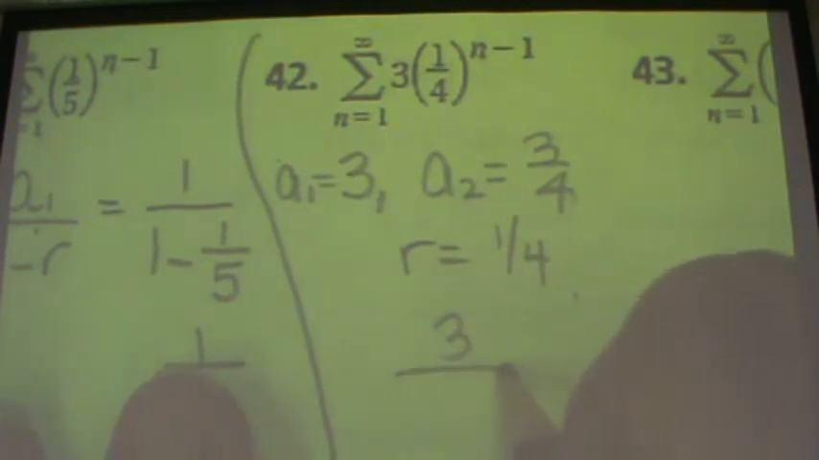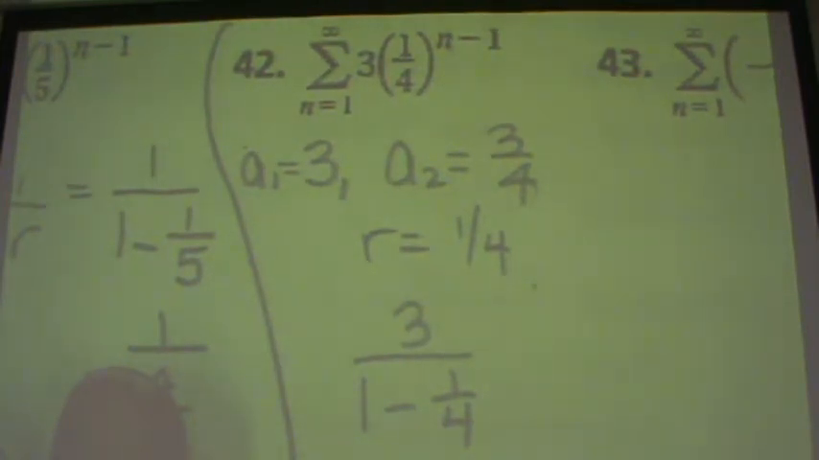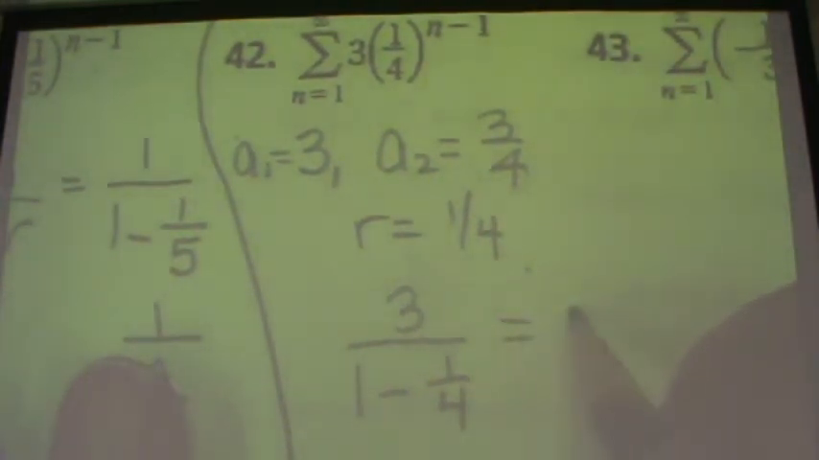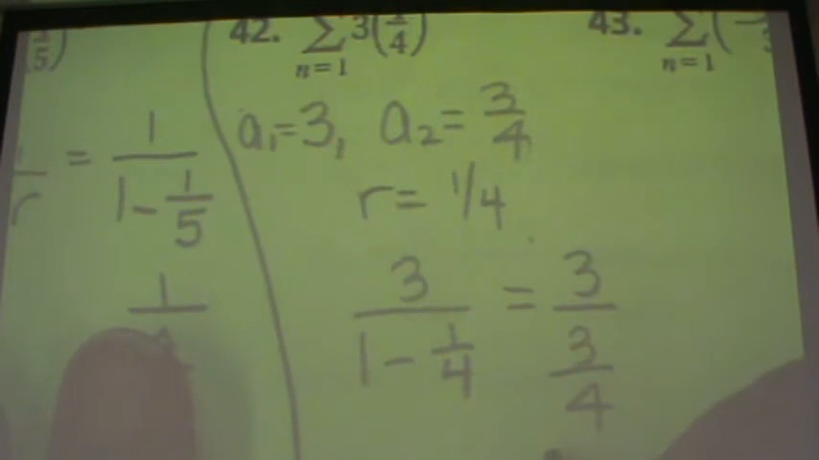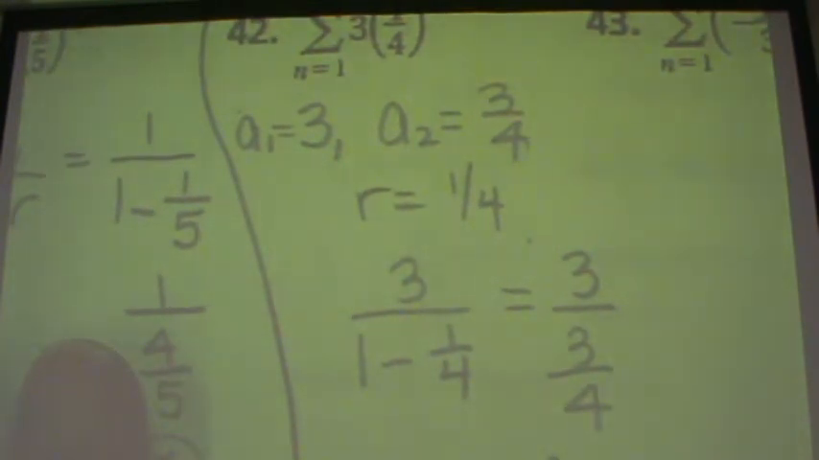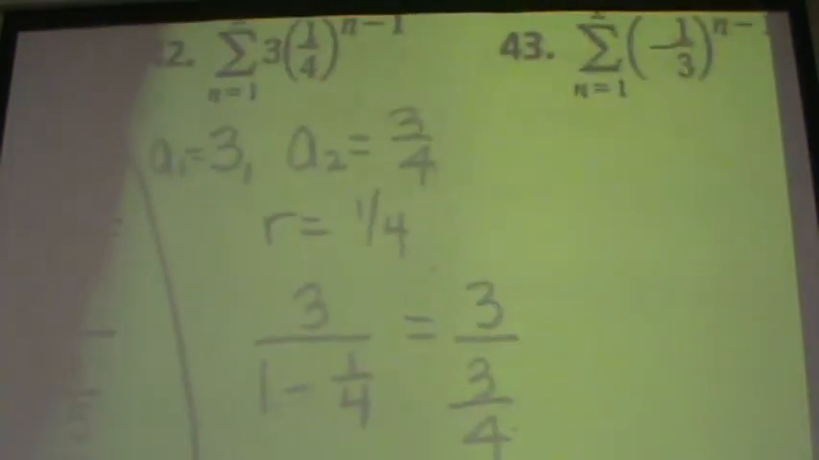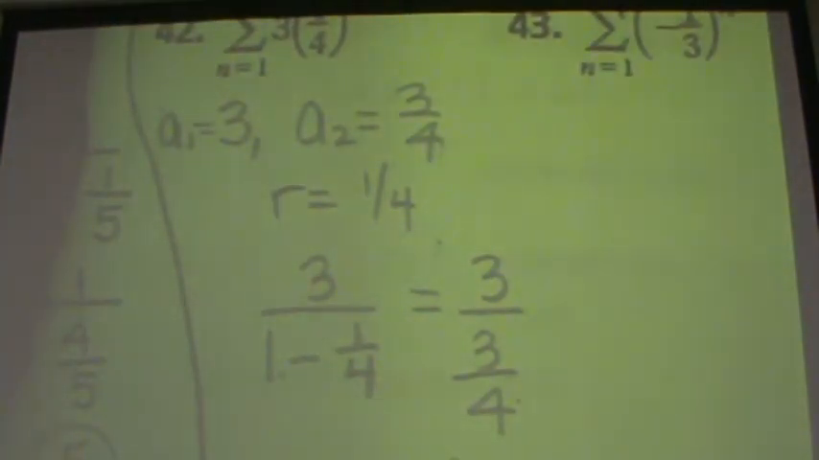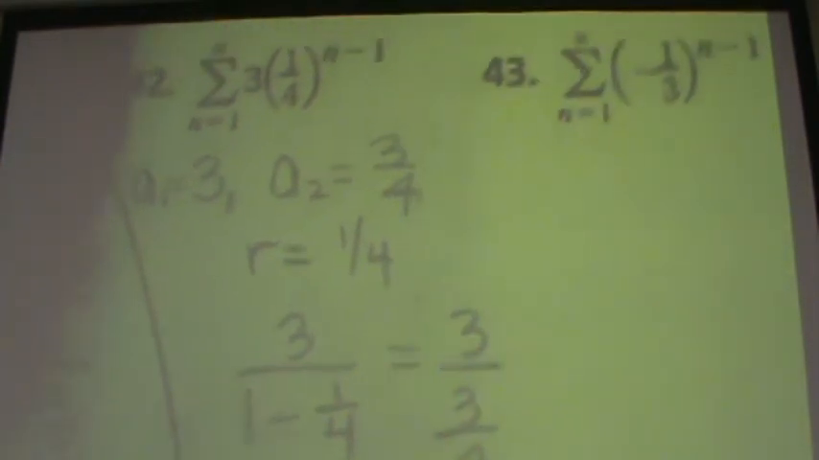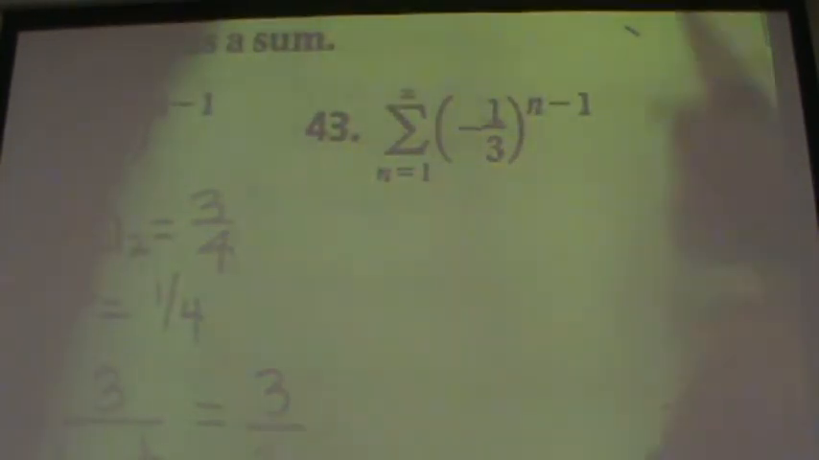So it's the first term over 1 minus R. And the answer is 3 over 3/4, and the answer is 4. Where is it 3/4? Because 1 minus 1/4 is 3/4. So 4/4 minus 1/4 is 3/4. You flip and multiply, the 3's cancel, you end up with 4 over 1. Okay, 43.